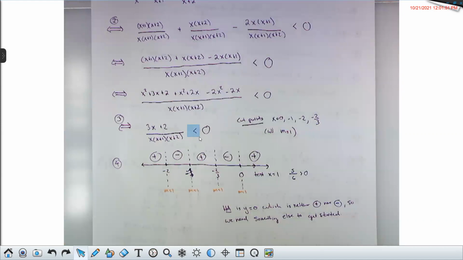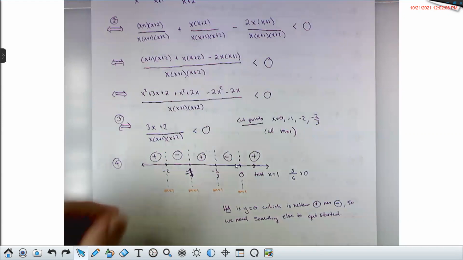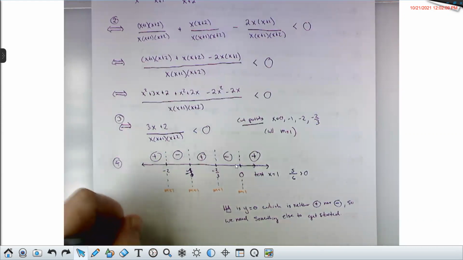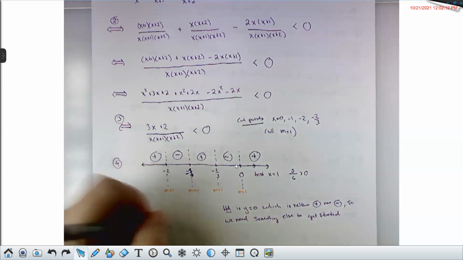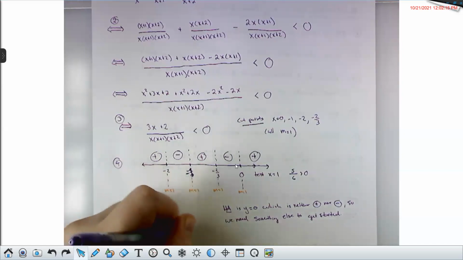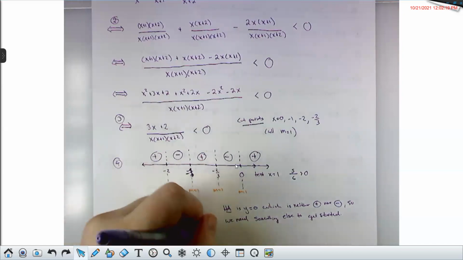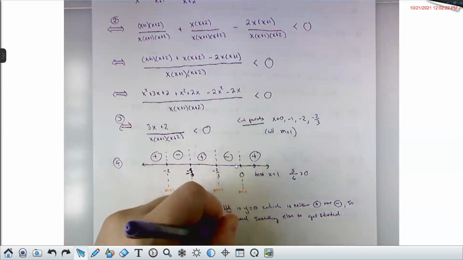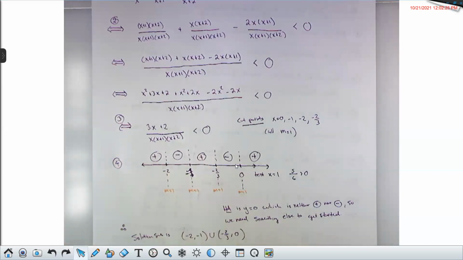Alrighty, this is a strict inequality. This is not a less than or equal to, it's just a straight up less than. So I don't need to worry about brackets or parentheses. I'm just looking for places where this thing is strictly negative. So that's here to here, and here to here. So the solution set is the open interval from -2 to -1, unioned with the open interval from -2/3 to 0. Any questions on this one?